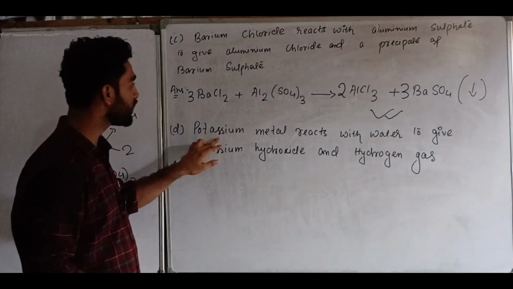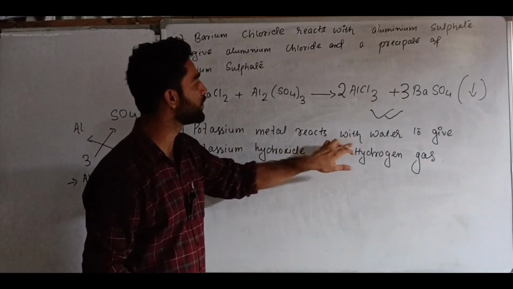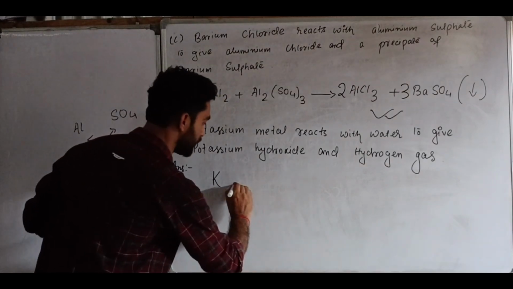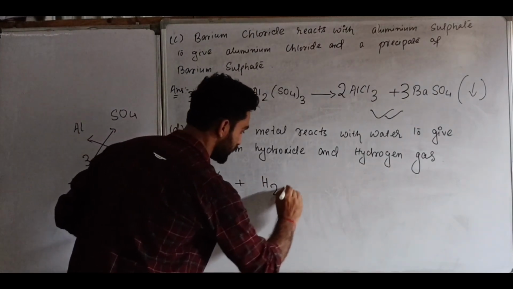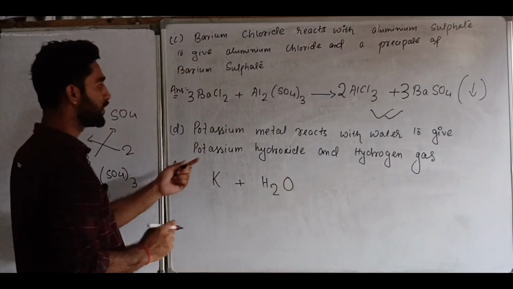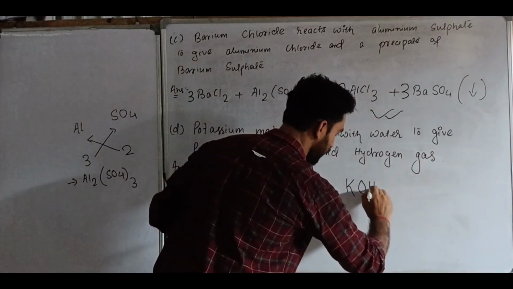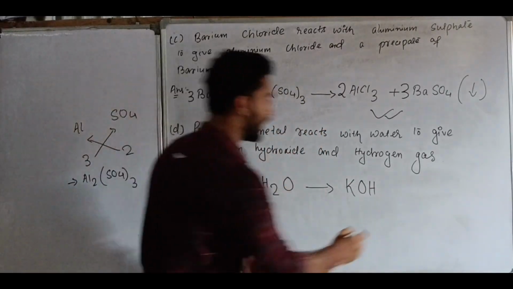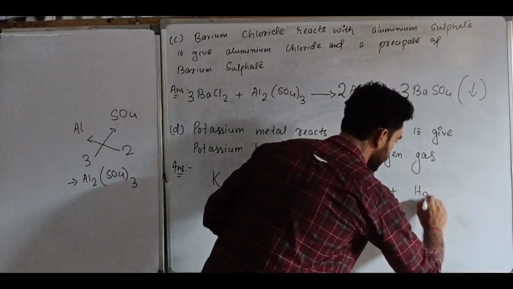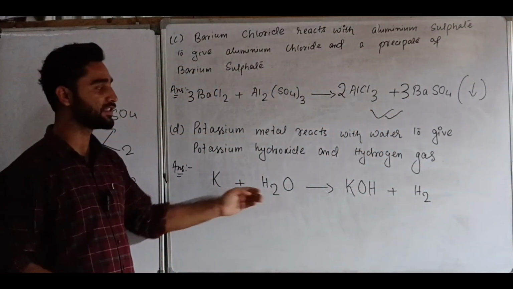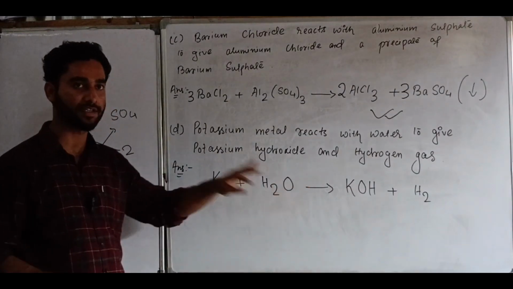Next you see, potassium metal reacts with water. So potassium formula is K. Potassium reacts with water to give potassium hydroxide, KOH, and hydrogen gas. Now you balance, this is a skeletal chemical equation, balance the equation.